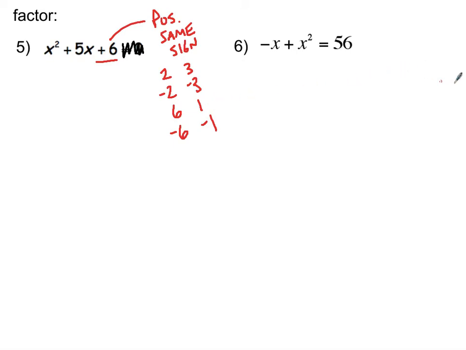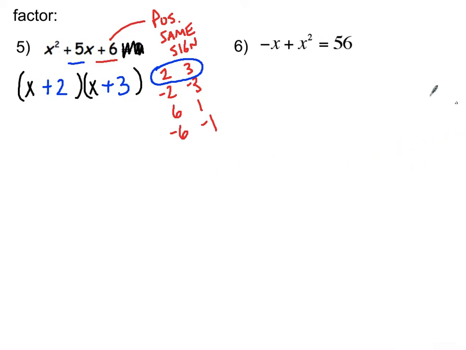So I need to find the combination that adds to 5. Out of all of these options, the one that adds to 5 is this combination of 2 and 3. So I write my two sets of parentheses. X's go first. And then my two numbers that I chose were a positive 2 and a positive 3. And that's the answer.